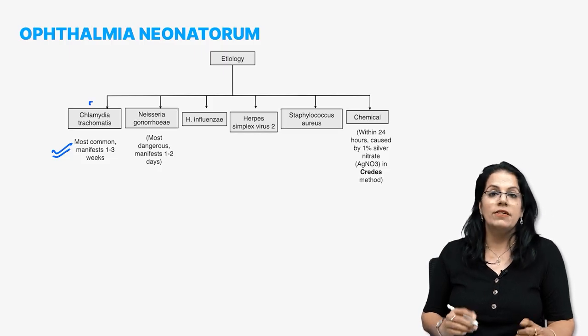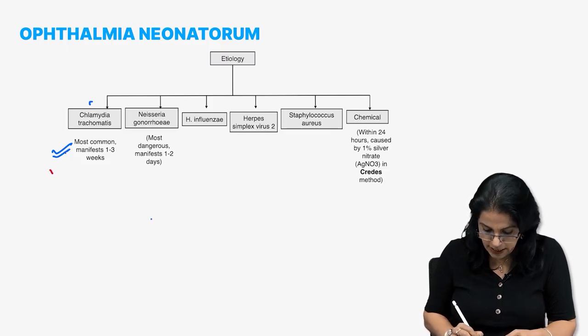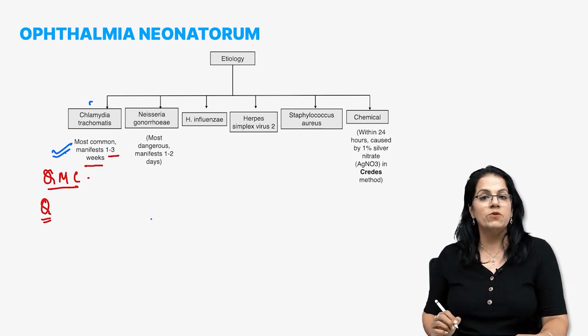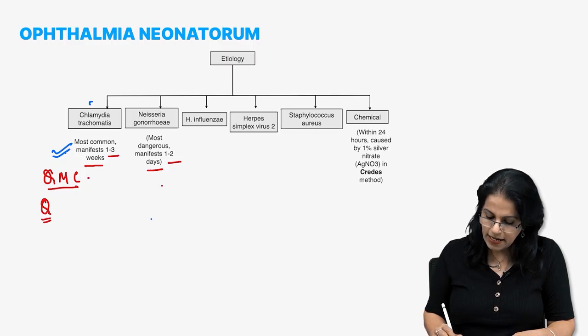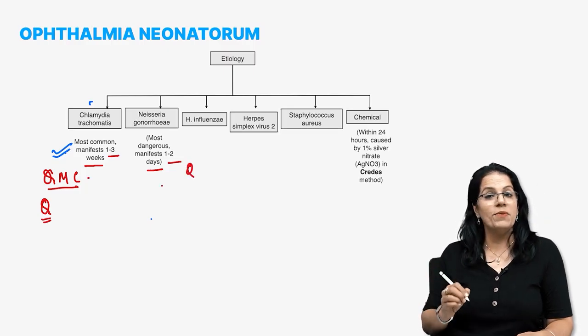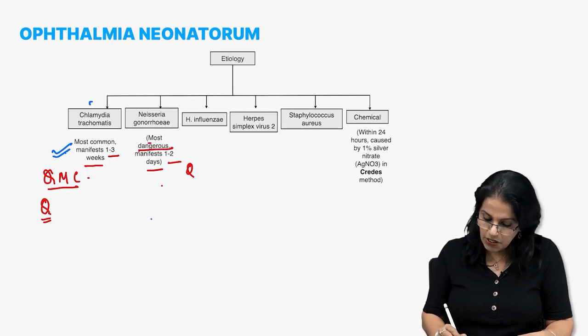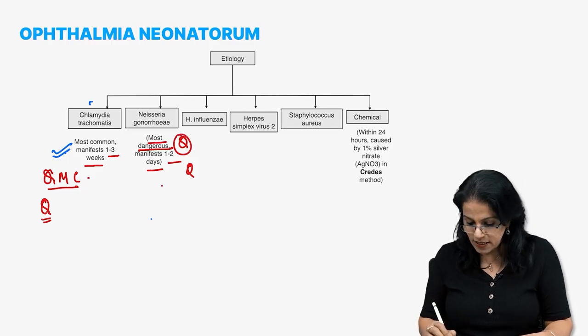Next thing asked is the time of presentation. First of all, we will make a Q and write it here, most common. Time of presentation is the next thing that you should know. It is in weeks if you talk about chlamydia, it is 1 to 3 weeks. And for gonorrhea, to make life simple, 1 to 3 days. This is again asked. And I have talked about the most dangerous infection, the most dangerous you will answer is gonorrhea.